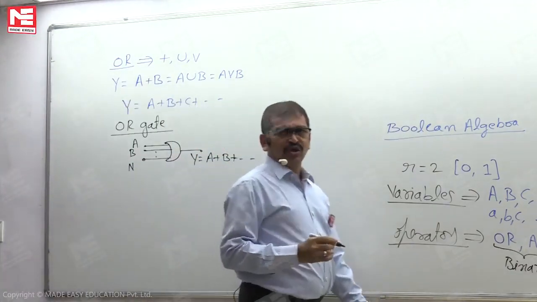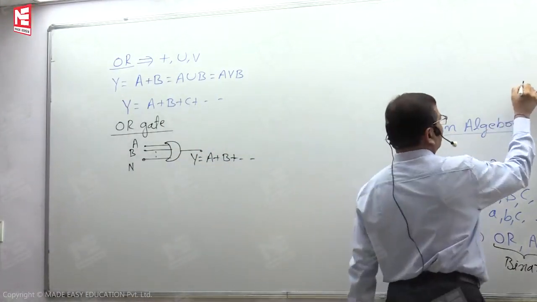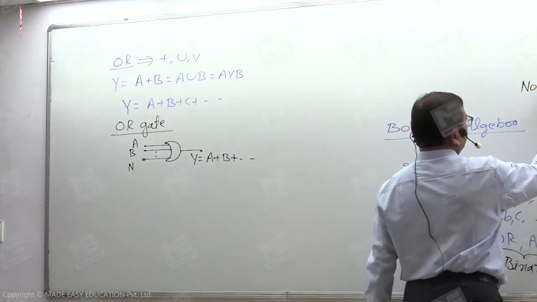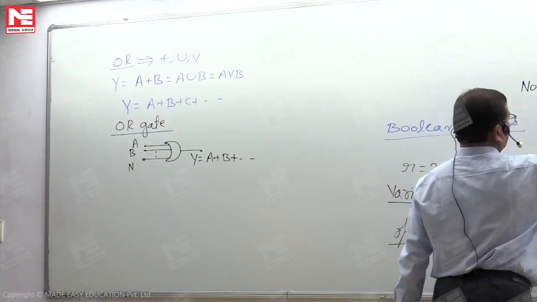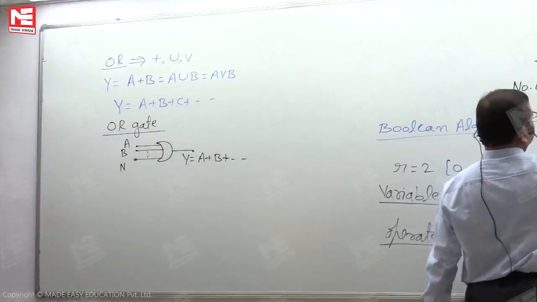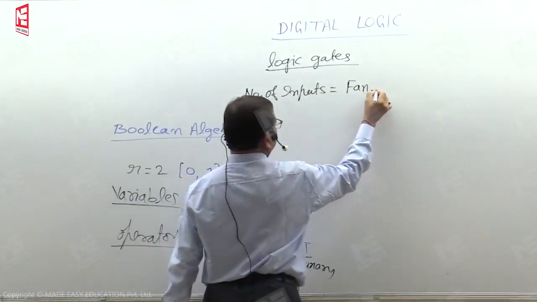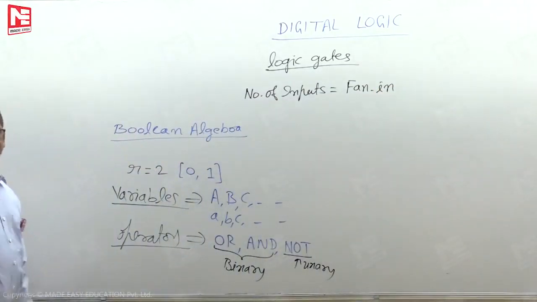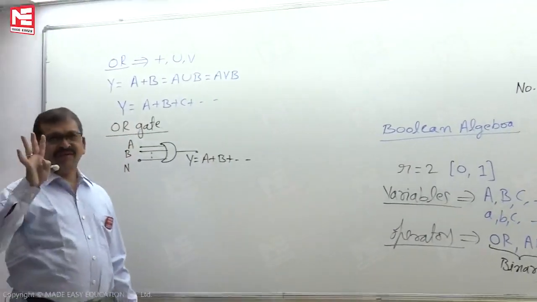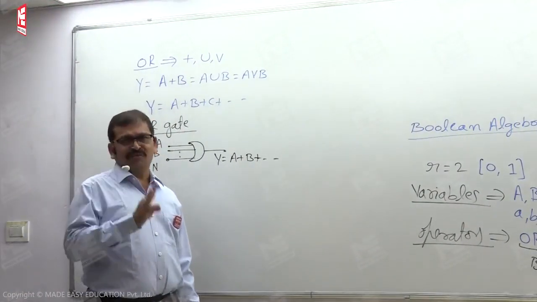The number of inputs to a logic gate is called the fan-in of the logic gate. Say, for example, we have an OR gate with 4 inputs. Then the fan-in of that OR gate is 4.